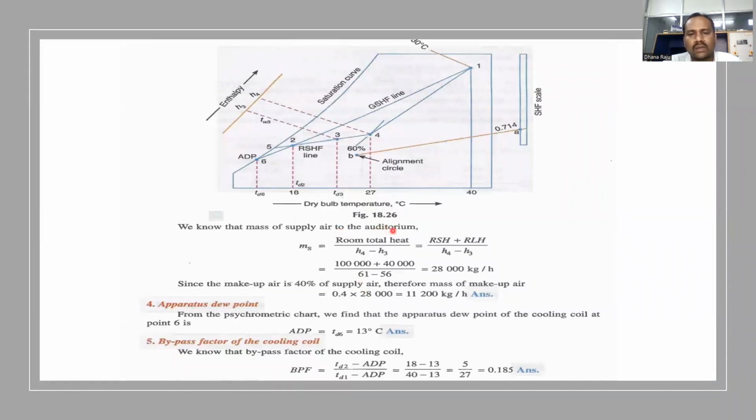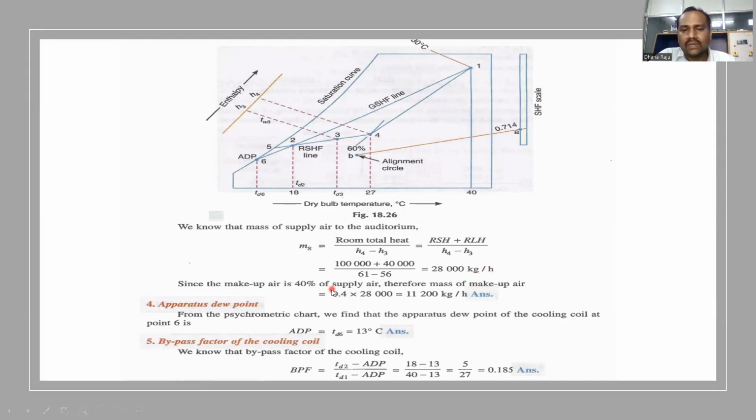Mass of total air supply to the auditorium is given as room total heat divided by the difference H4 minus H3. Room total heat means room sensible heat plus room latent heat. So 1 lakh plus 40,000, that is 1 lakh 40,000 by 61 minus 56. So it is 28,000 kg per hour. So the amount of total air supplied to the room is 28,000 kg of air per hour.